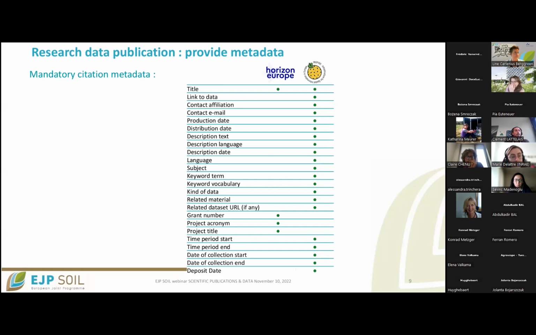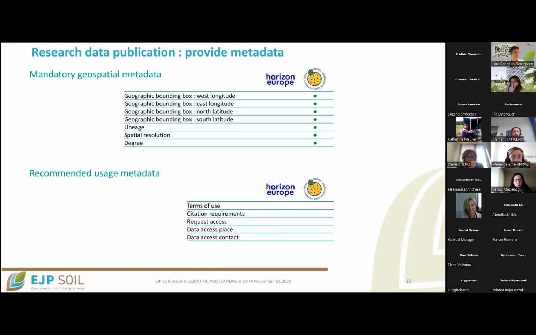So here are the citation metadata: the title, the link, contact, affiliation, everything to describe the dataset and cite it. For the soil data, you will have to describe geospatial metadata. Those are mandatory for Inspire, but not in Horizon Europe yet. It is very important to provide this metadata.